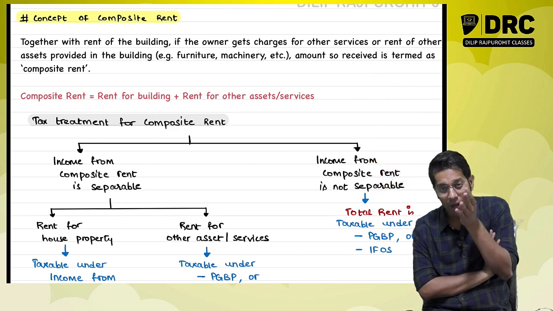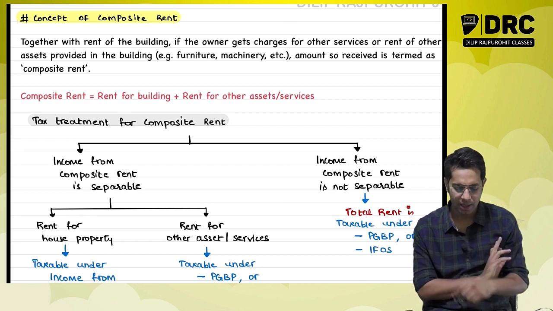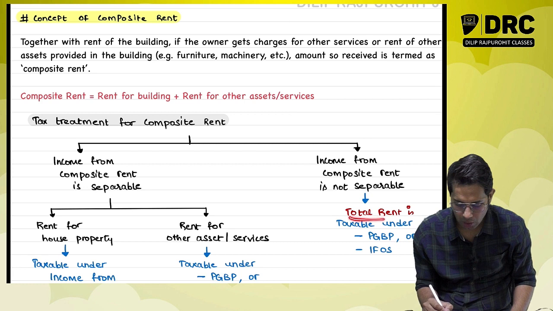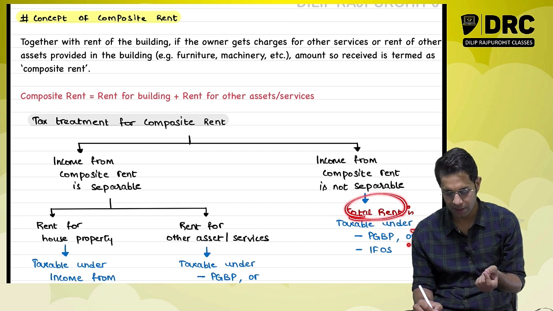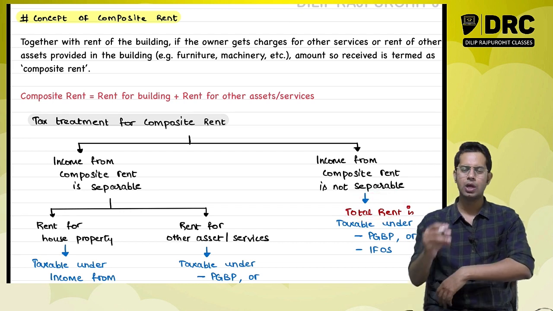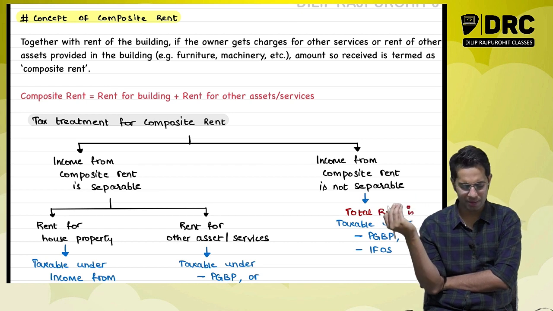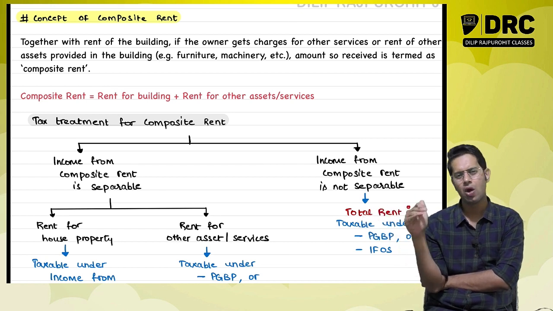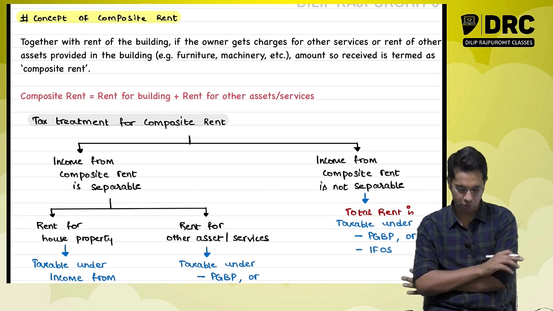Sir, what if I cannot separate it? What if the composite rent is not separable? Then the entire amount, the total rent which you have received, will be taxable either under income from other sources or under PGBP. If it is your business to rent property like this, then it will be taxable under PGBP, or else the entire rent amount will be taxable under income from other sources.